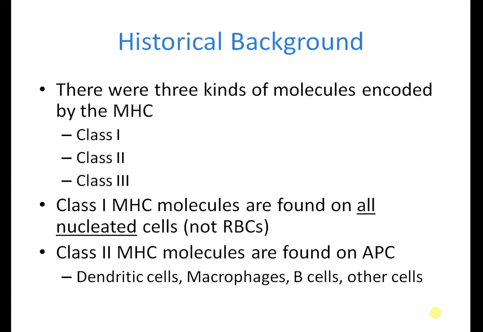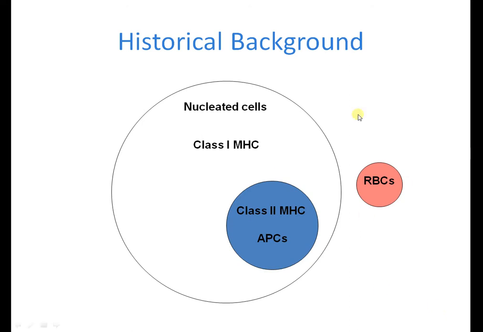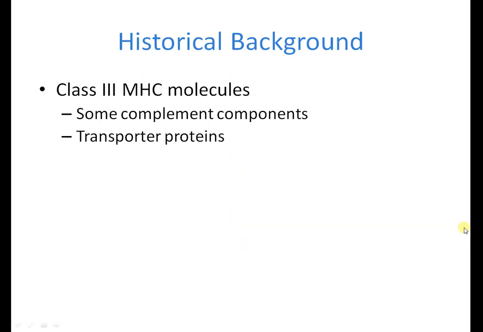There were three kinds of molecules encoded by the MHC: class 1, class 2, and class 3. Class 1 MHC molecules are found on all nucleated cells, not RBCs. Class 2 MHC molecules are found on APCs, dendritic cells, macrophages, and B cells, and also other cells. Here we can easily identify class 2 and class 1, and RBC versus nucleated cells in this structure. Class 3 includes some complement system components and transporter proteins.